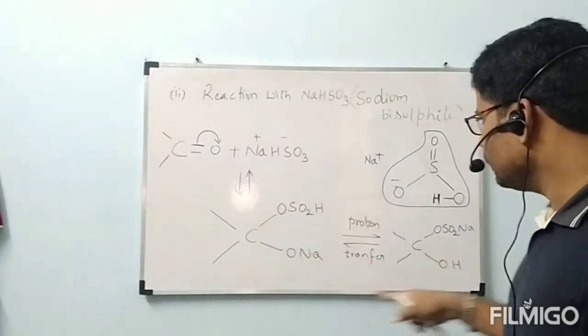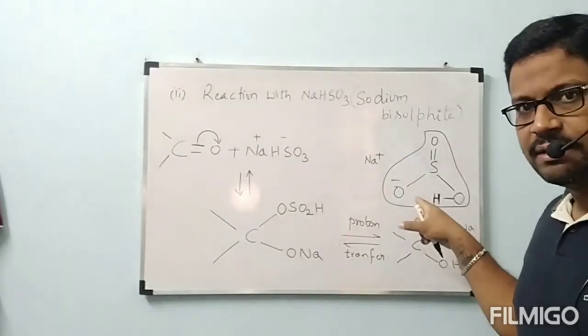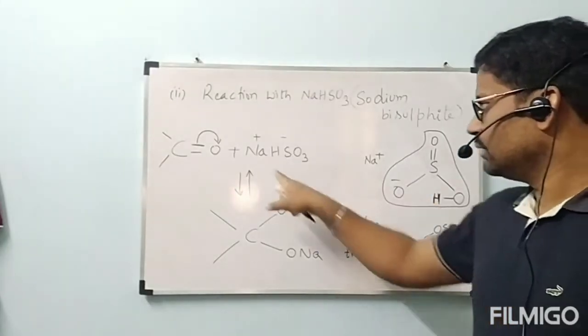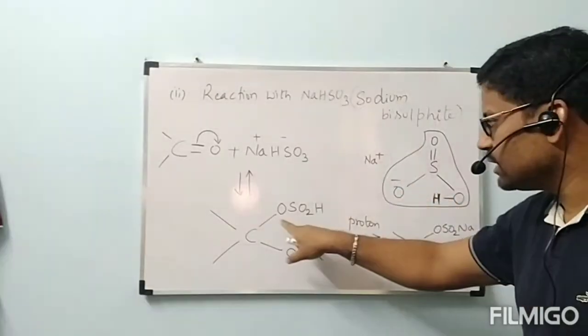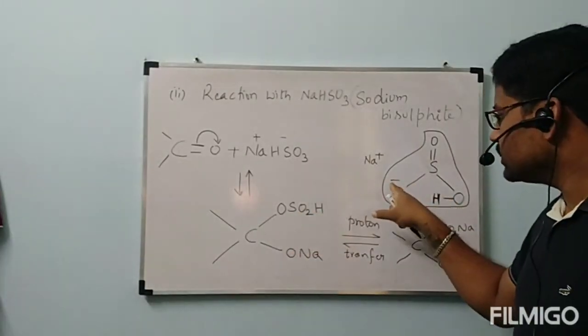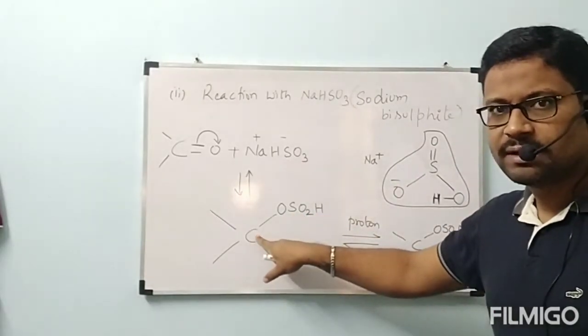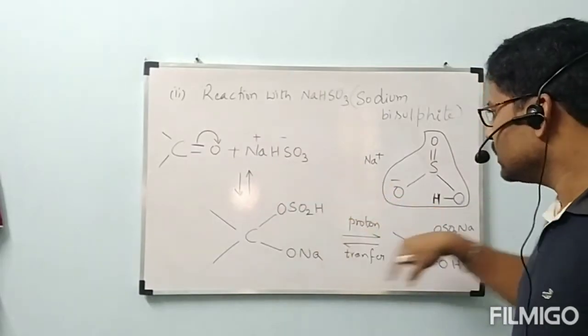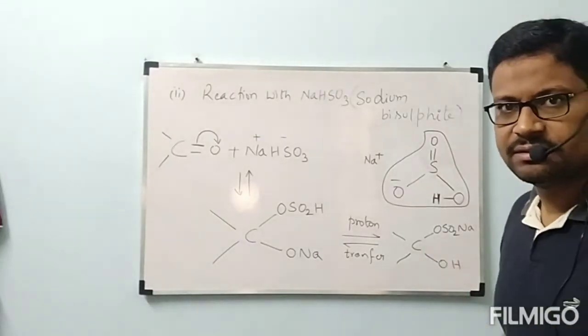Before that, I think you are very clear about this one. This is the NaHSO3 structure. The negative charge is present on oxygen. That's why here we wrote that by using this negative charge on O, it will form a bond with carbon. Carbon is the electrophile. Okay? If you understood this very clearly, I will go on to the next point in this reaction.